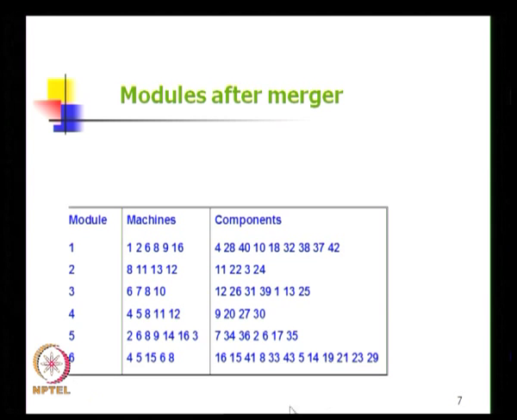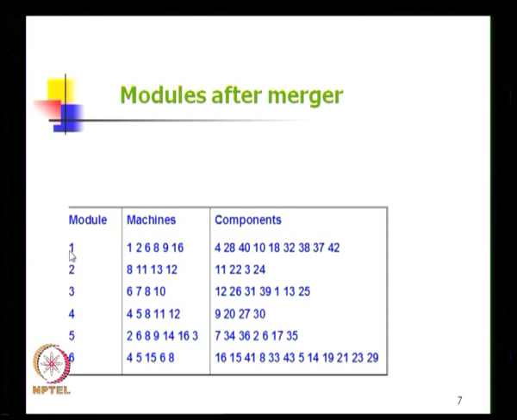So, now this table tells us that if we have a sufficient number of machines, we can create 6 manufacturing cells to make these 43 parts and components, and the first manufacturing cell will make all these components and it will contain these machines. So, we now ask ourselves a question: do we have enough copies of all these machines?